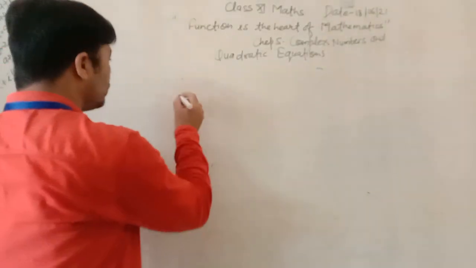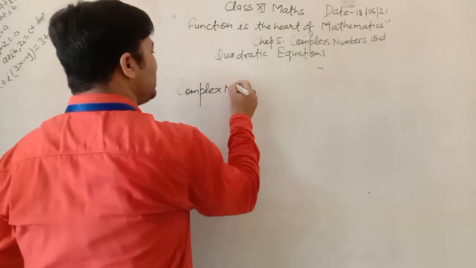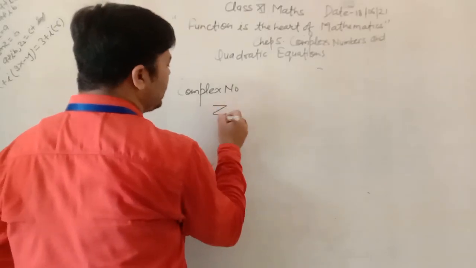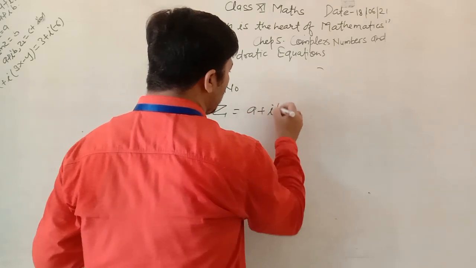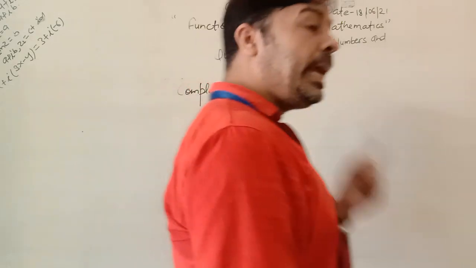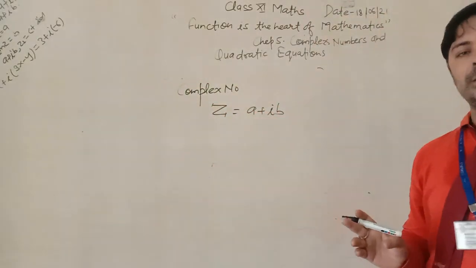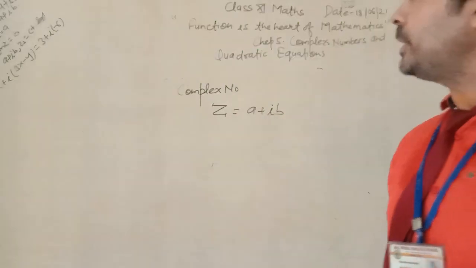Here, a complex number can be represented by a letter Z. This is equal to a plus ib. This is the representation of a complex number where a and b are real numbers and i is the imaginary number.